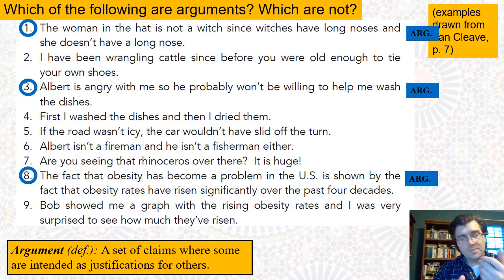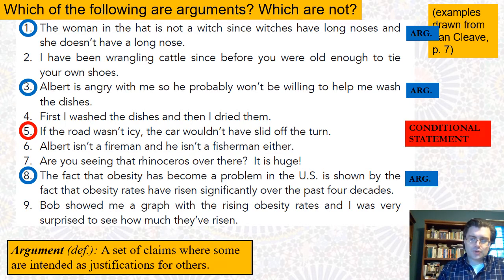Number 4, that passage does express two claims, but those claims are not related in any justificatory or evidential way. It's not that washing the dishes is supposed to be evidence that I dried them, or my drying the dishes is supposed to be evidence that I washed them. It's just that first one thing happened, then another thing happened. So whoever it is that's stated this or written this, it's pretty clear that they're just making two claims that are temporally related. They're related through time, but it's not that one of them is supposed to provide evidence for the other. So it's not an argument.